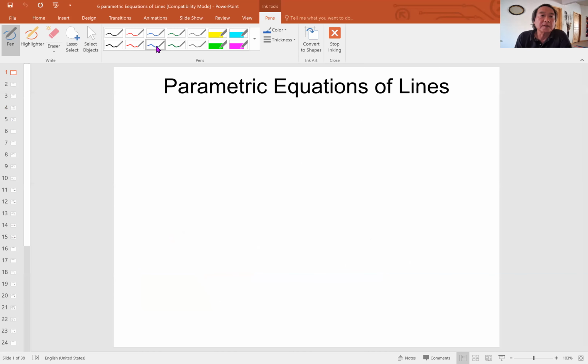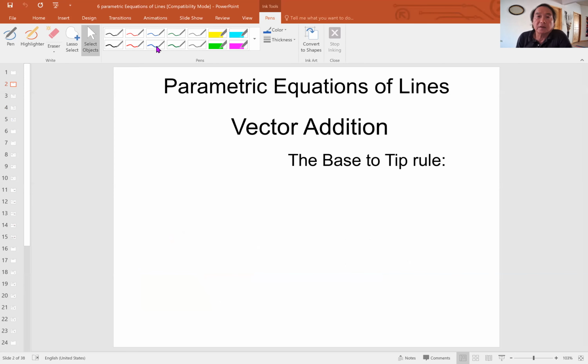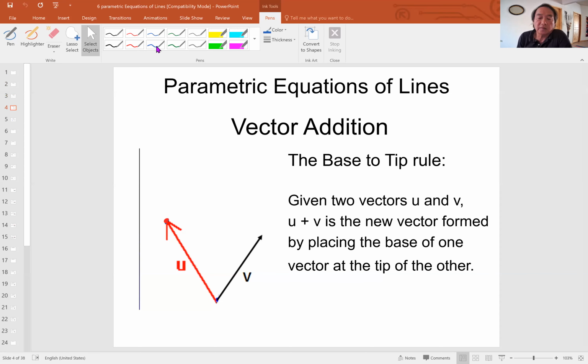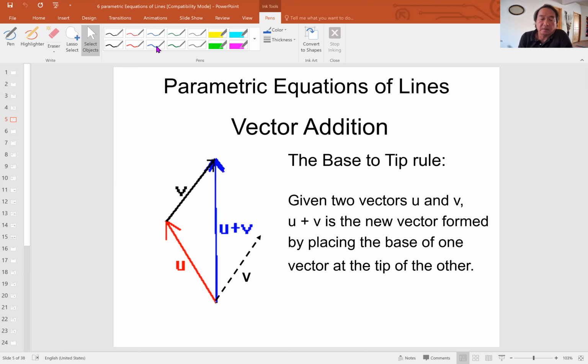This involves two things. The first one is vector addition. I want to remind you of that. We have the base-to-tip rule. If I have two vectors and I want to add them, one way to visualize it is to move the base of v to the tip of u, then the diagonal across is u plus v.